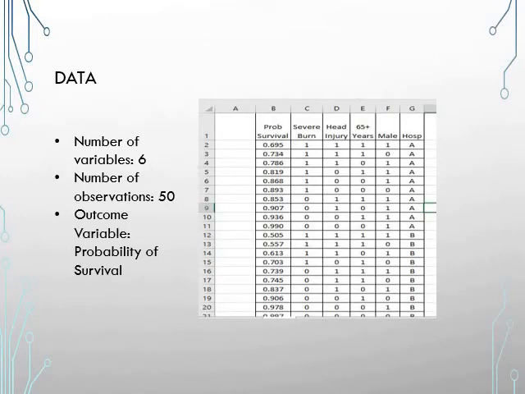Here's the data that we'll use for the problem. Probability of survival is our outcome or dependent variable, while severe burn, head injury, 65 years of age and older, male, and hospital type are our independent variables.